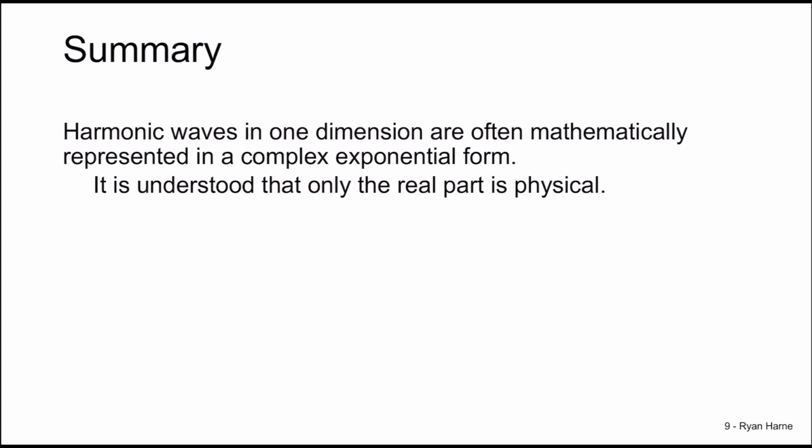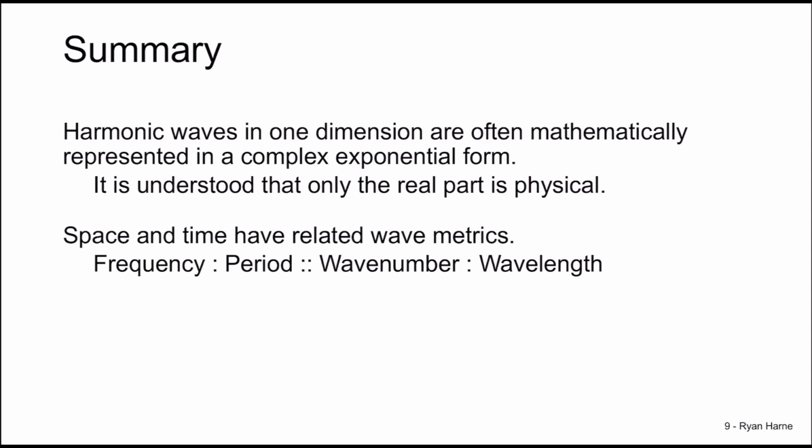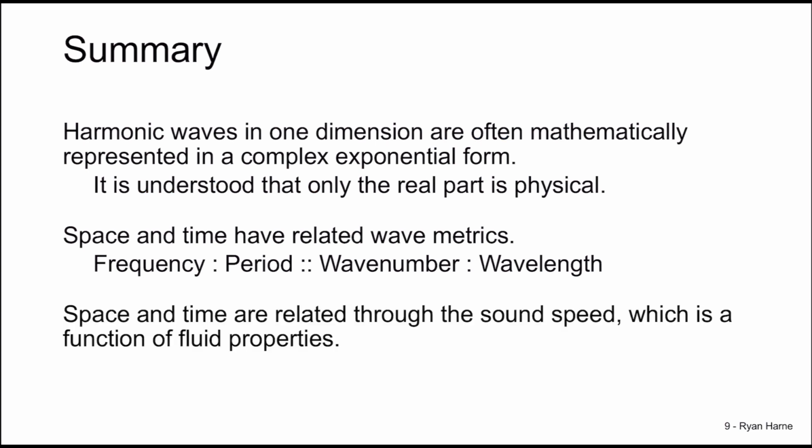So let's summarize what we've learned. Harmonic waves in one dimension are often mathematically represented by complex exponentials. It simplifies the mathematics considerably, but we have to recognize that only the real part is physical. Space and time have related wave metrics. So here's an analogy for you. Frequency is to period as wave number is to wavelength. They are related through similar trends. Space and time are related to the sound speed specifically, and this is a function of the fluid properties.